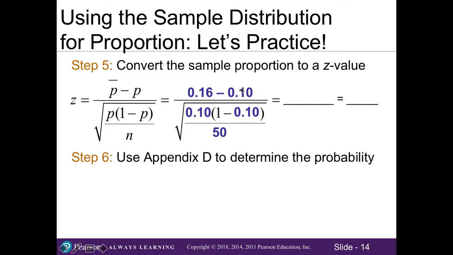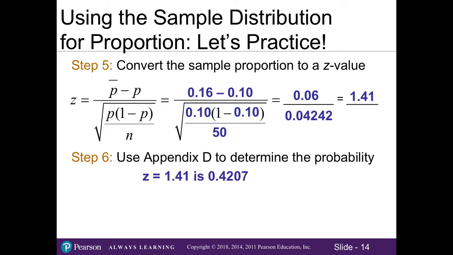And we're going to take 0.16 minus 0.1. That'll give us 0.06. And for our standard error, when I plug in my values here and square root the entire thing, you should get 0.04242. When we divide our numerator by our denominator, we should get 1.41 as our z-value. Now we can use our appendix to determine the probability.